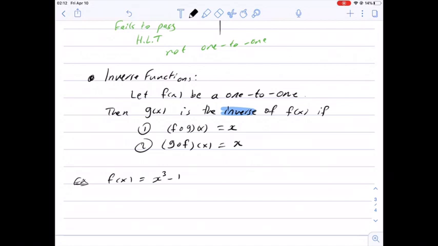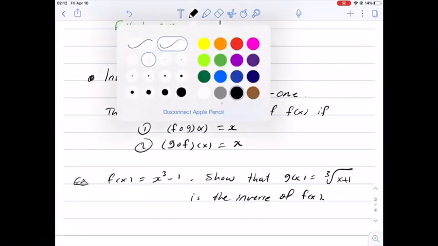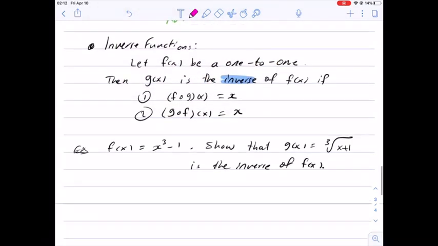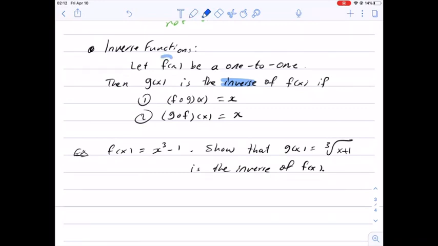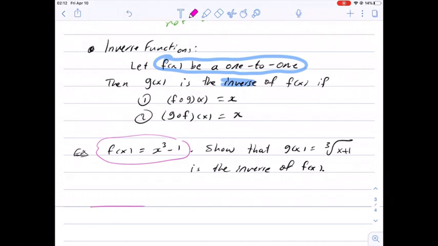If f of x equals x cubed minus 1, we want to show that the function g of x equals cube root of x plus 1 is the inverse of f of x. Now, to do so, we first need to check if f is 1-to-1. So this is f. Let's do this graphically.